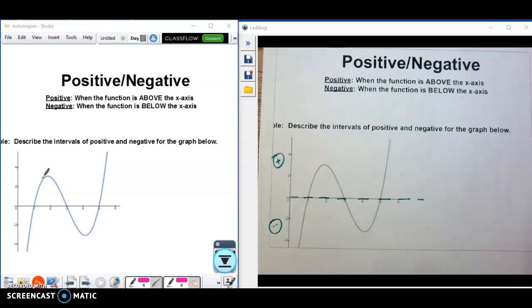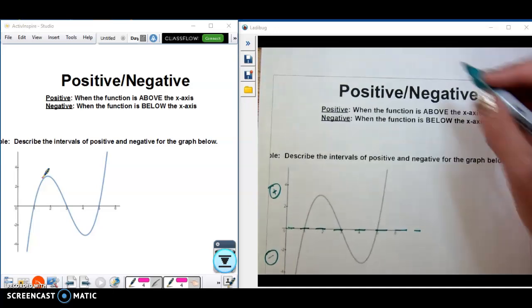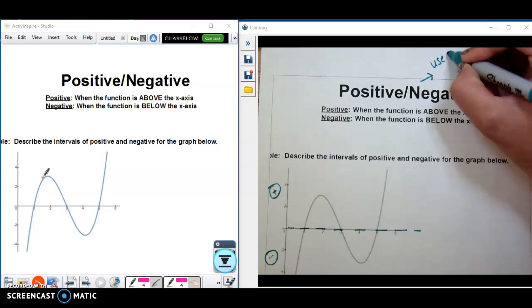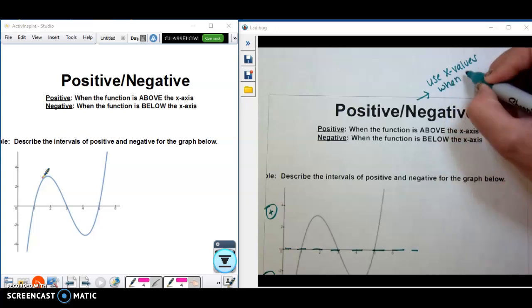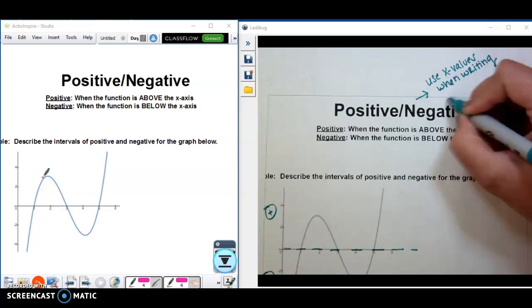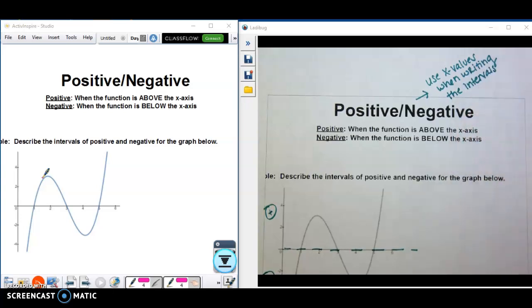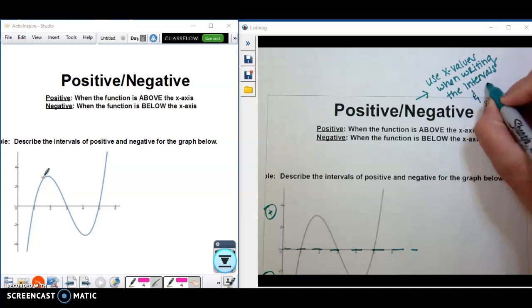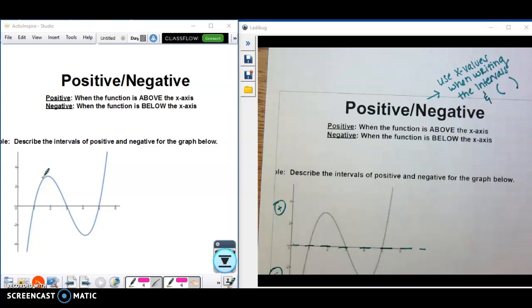When you are going to write your intervals, you are going to do just like you did with increasing and decreasing, and you're going to make sure you use your x values when writing your intervals. And because where it changes directions, it'll actually be changing directions on the x-axis, so it'll be neither positive nor negative. So you're also going to be using parentheses instead of brackets here. All right, so positive above the x-axis, negative is below the x-axis. We're going to be using the x values, and we're going to make sure that we use parentheses.